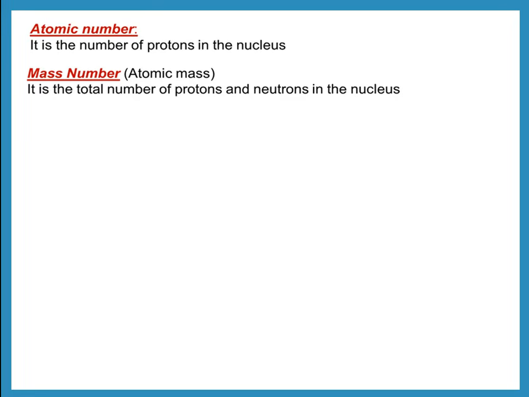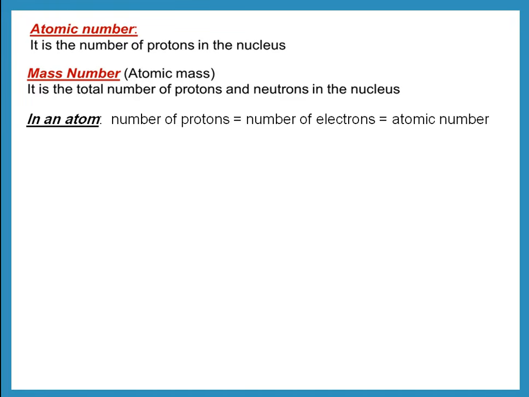Now, what is atomic number and mass number? You should remember from the previous course that atomic number is the number of protons in the nucleus. So this is the small number that you get from the periodic table. And usually it is the same as the number of electrons. Now, the mass number is the total number of protons and neutrons in the nucleus, and that is the bigger number that you get from the periodic table.